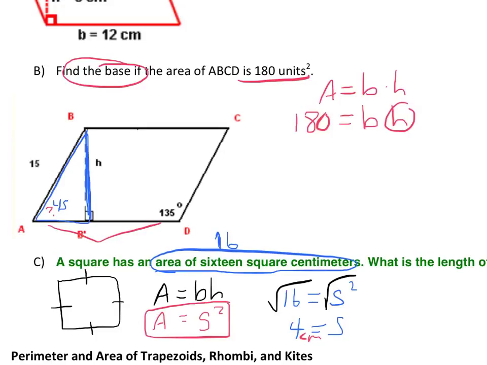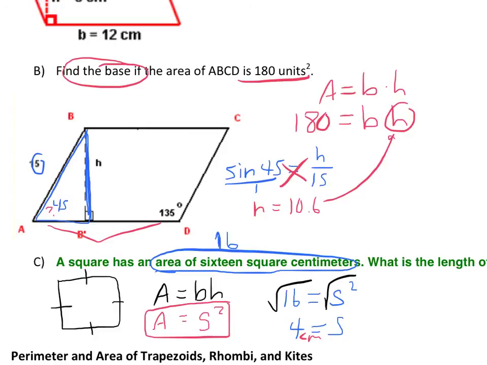Well, this allows us now to use trig, and we can say that the sine of 45 degrees is equal to opposite over hypotenuse. That's the 15 right here. Put that over 1, cross multiply, and h will be approximately 10.6.